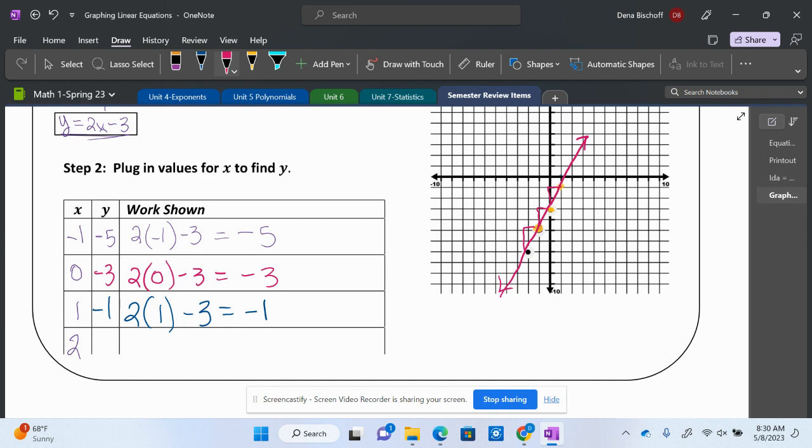So that's really all we're doing. We learned how to fill out a table of values, but we also, more importantly, learned how to identify the slope and the y-intercept from an equation.